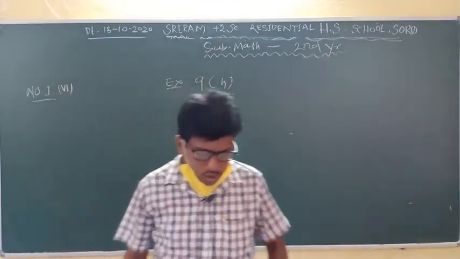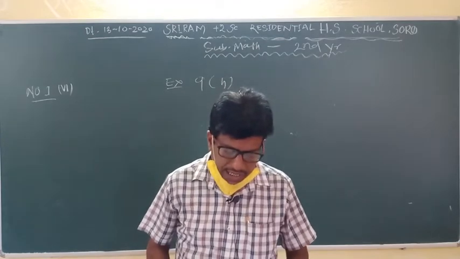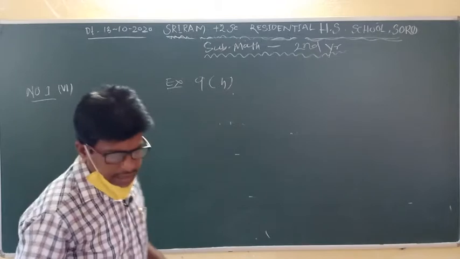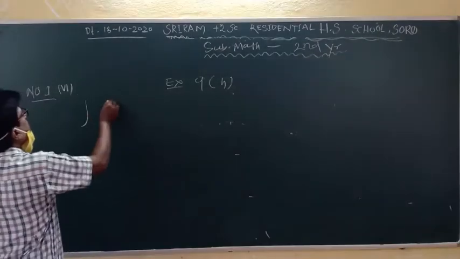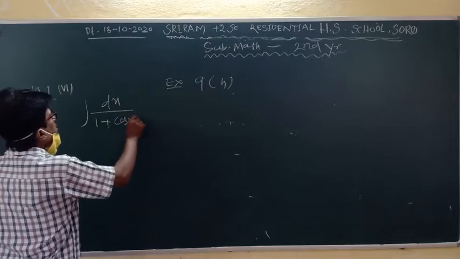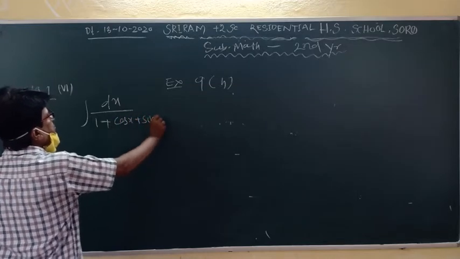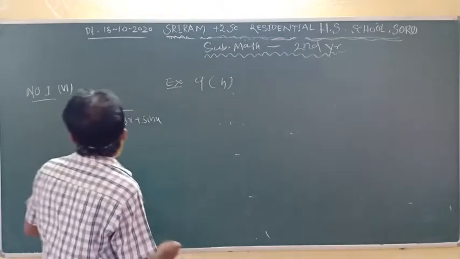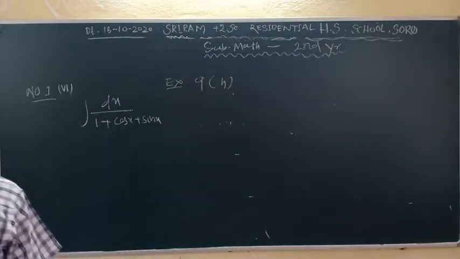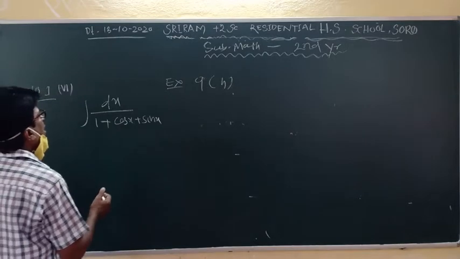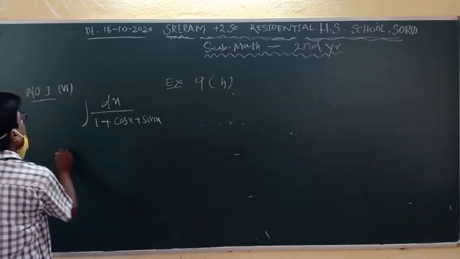Question number vi, that is the integral of dx divided by 1 plus cos x plus sin x. Yes, particularly in these problems, I am going to convert the cos x value into tan form and then the sin x into tan form also.